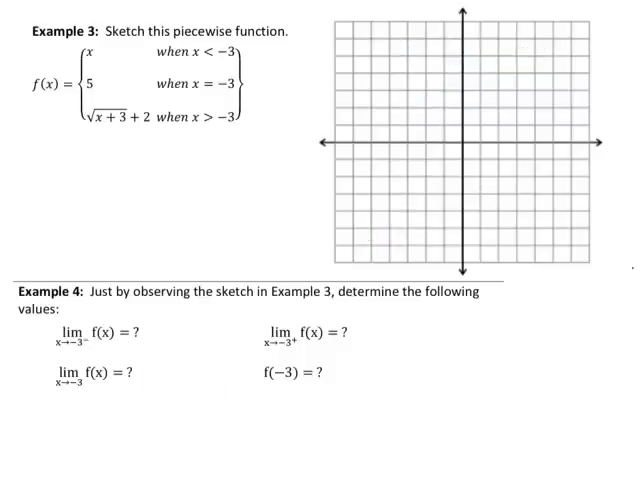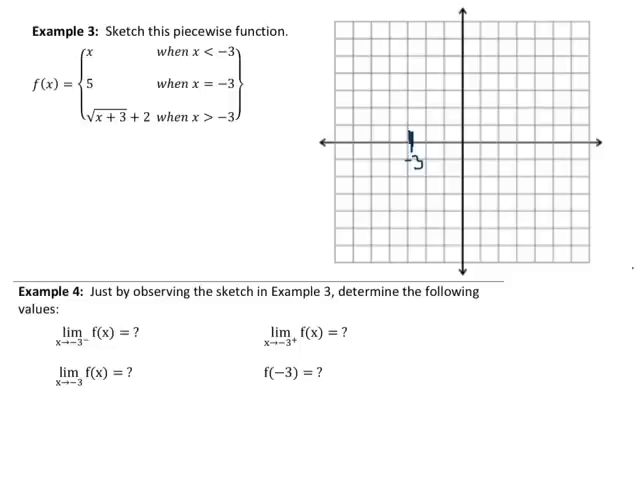In the following example, we're asked to sketch the piecewise function. So f of x equals x when x is less than -3. So to the left of -3, we have the function, basically y equals x, a line, our parent function for a line. So let's first identify -3 here, and that is actually right here. Here is -3. So when x is less than -3, we have our function y equals x.